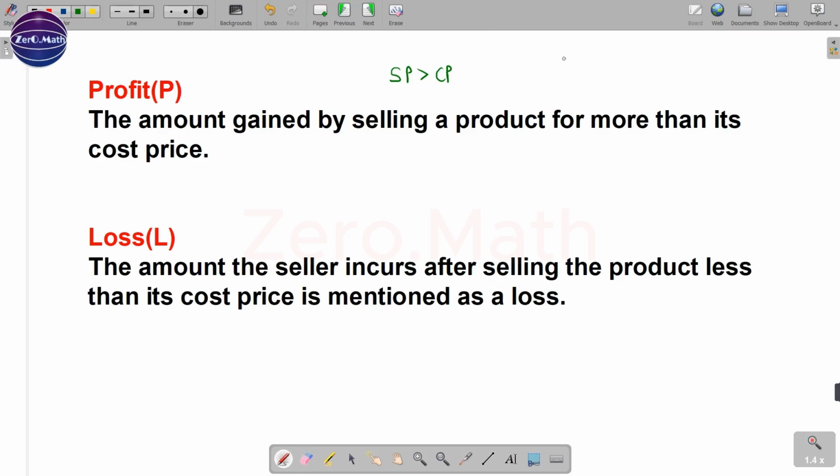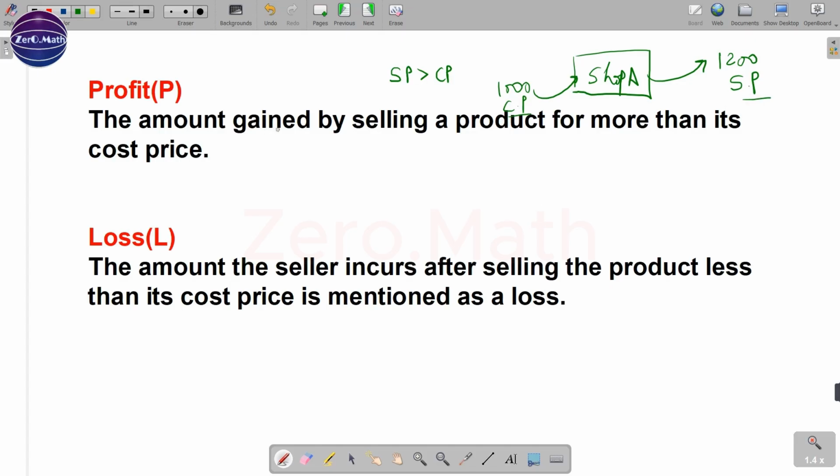In the previous case, what was our shopkeeper doing? How much was he buying it for? He was buying it for 1,000 rupees. Alright, and for how much was he selling it? For 1200. So what happened here? This is our SP, and this is CP. When the SP is higher and the CP is lower, what happens? We make a profit. Alright, you understood, right?